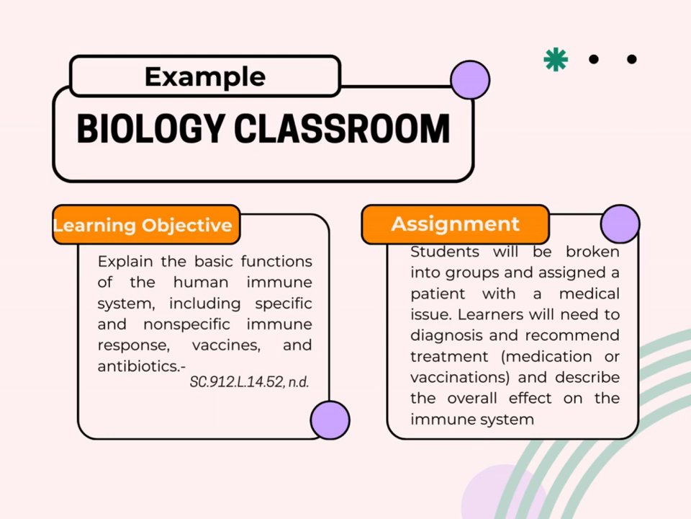I developed this learning objective from the CPALMS website, and it is a standard for high school biology classrooms in Florida. The assignment that I developed for the students would be that students will be broken into groups and assigned a patient with a medical issue. Learners will need to diagnose and recommend treatment. This treatment would be medication or vaccinations, and describe the overall effect that this treatment would have on the immune system. Each group will be given a different patient number and case study. This way, each group will have a different problem they need to solve when engaging in the learning activity.